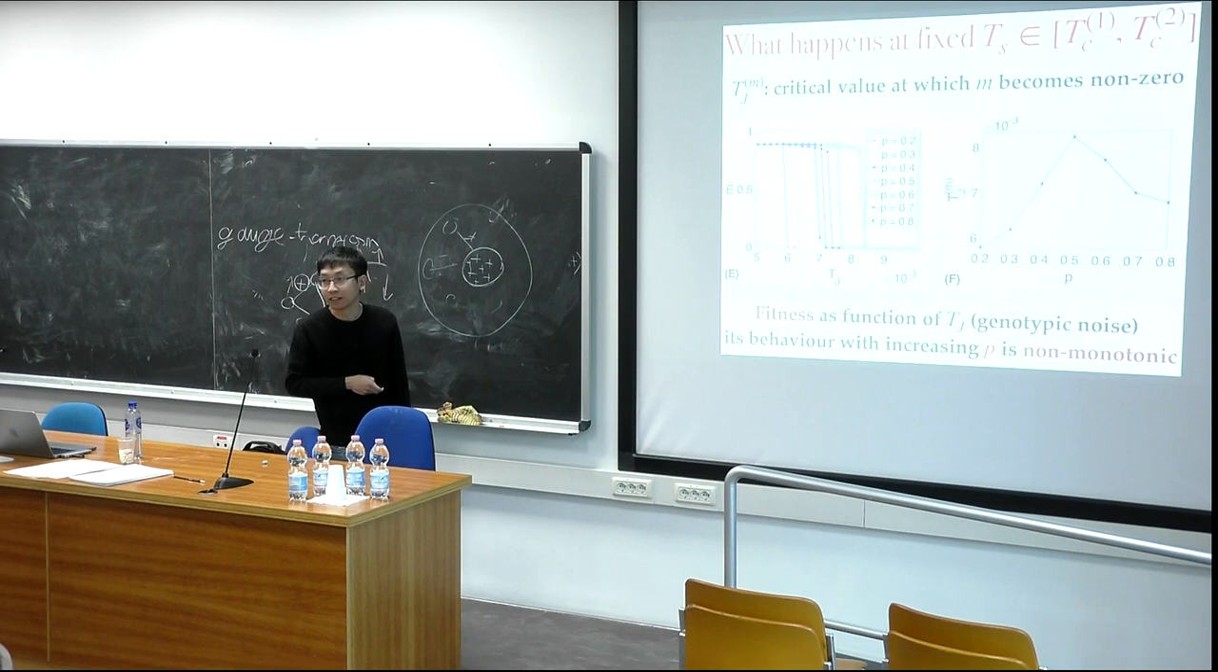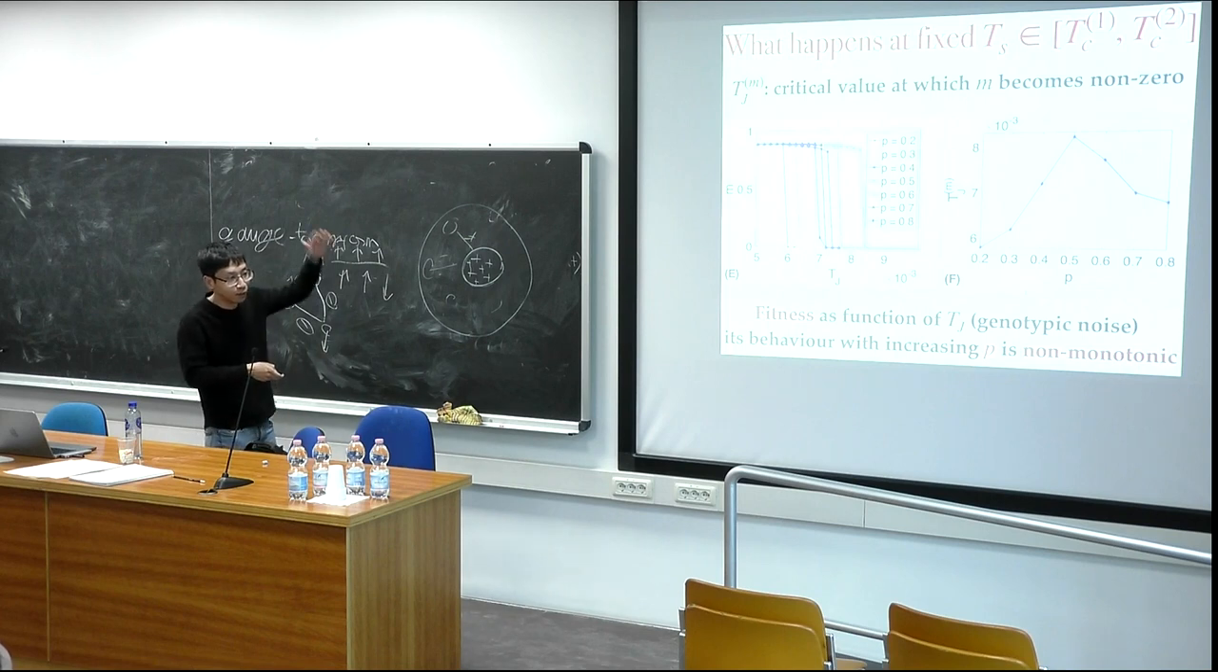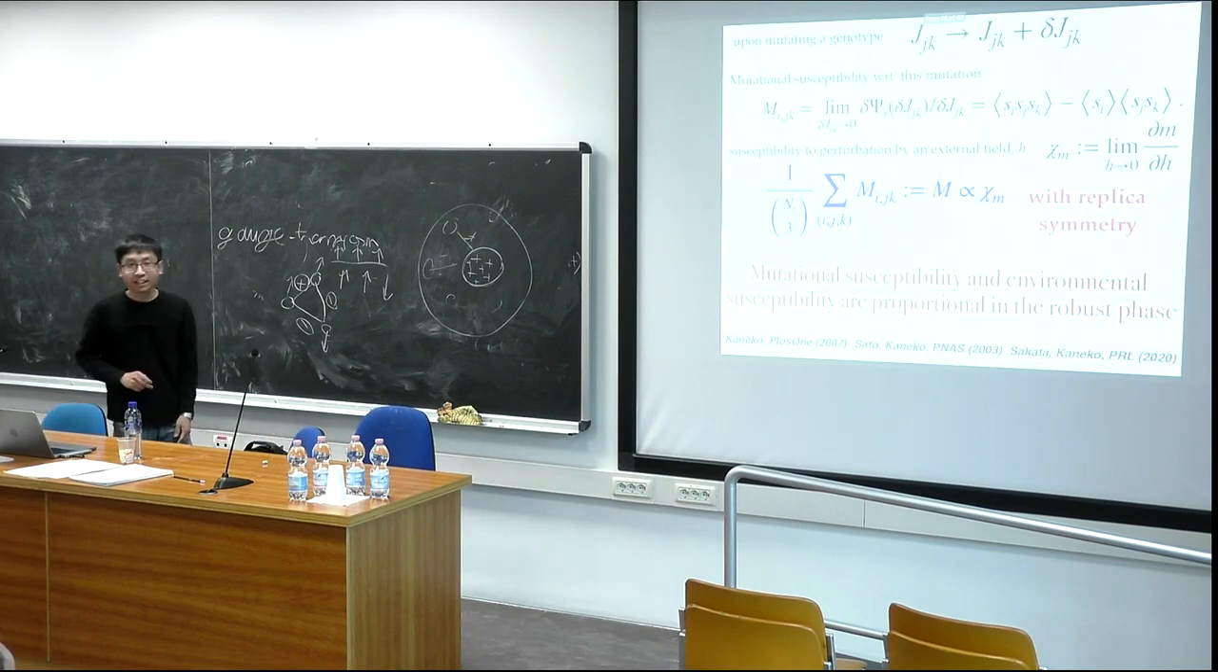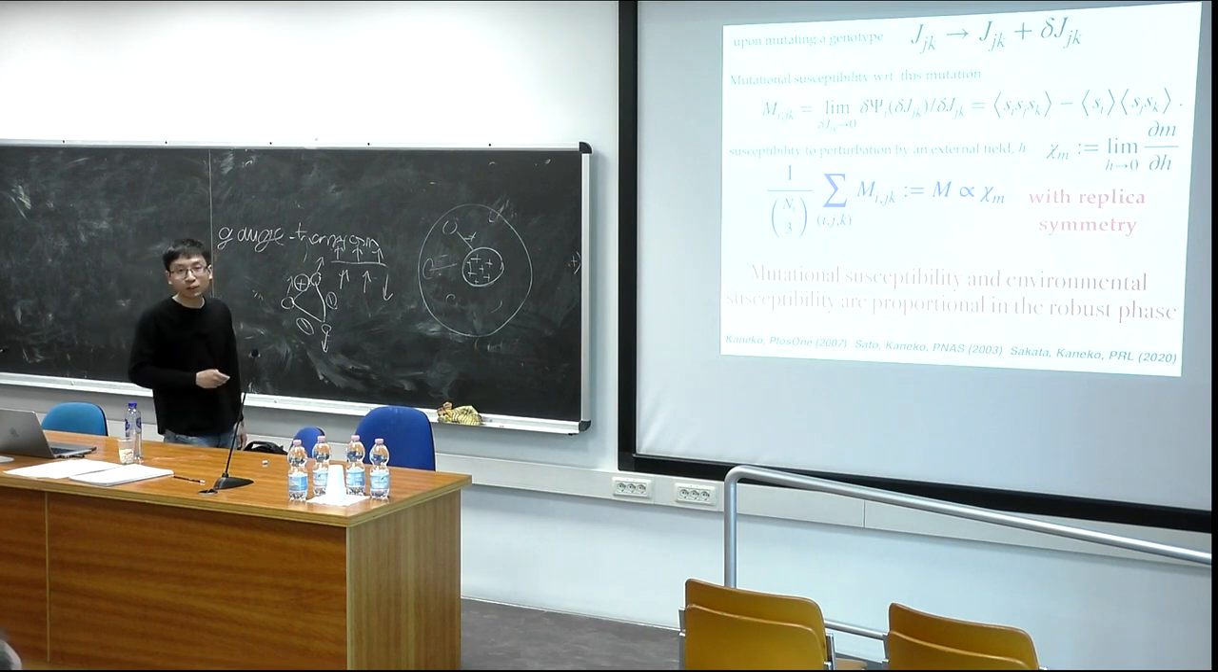So it suggests that the relationship between the fitness and the genotypic noise is non-monotonic with regard to p. It's just to show that it's not trivial in this system that you would expect the dependence on p to be some monotonic function. It is not the case here. And I think this is the final point from our approach, which is related to the morning lecture by Cooney.